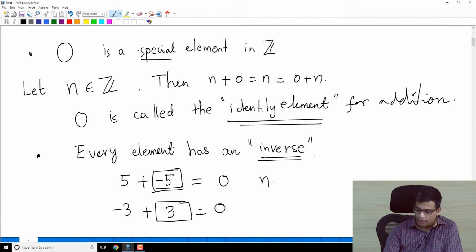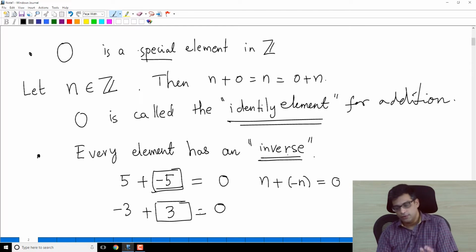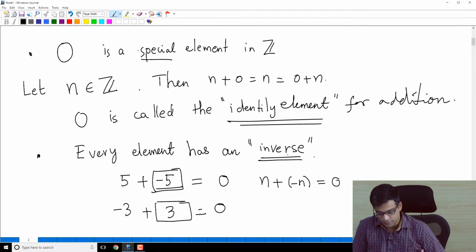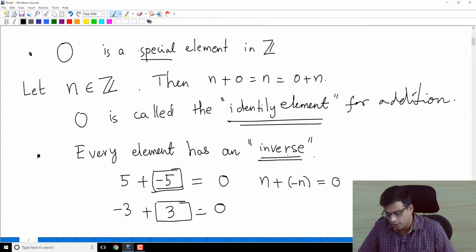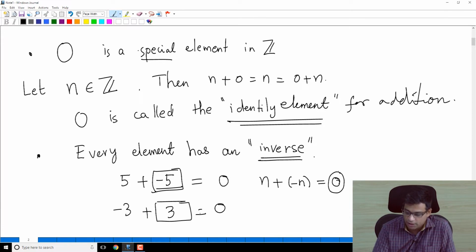More generally, if you add minus n to n, you get 0. So, this is an inverse. Inverse is the opposite. In some sense, if you add the inverse to an element, you get the identity element, which I have already declared a special element and called the identity element. So, every element has an inverse.